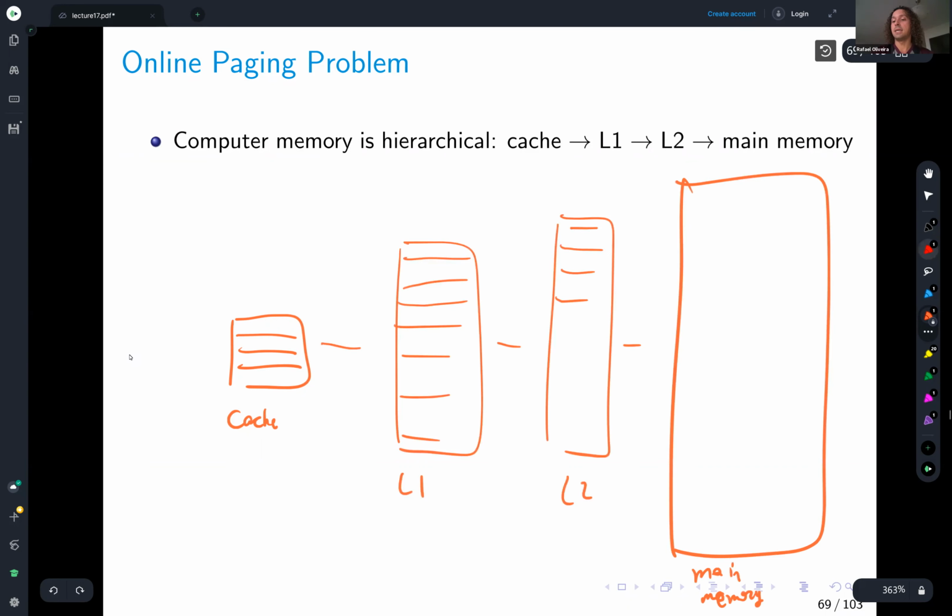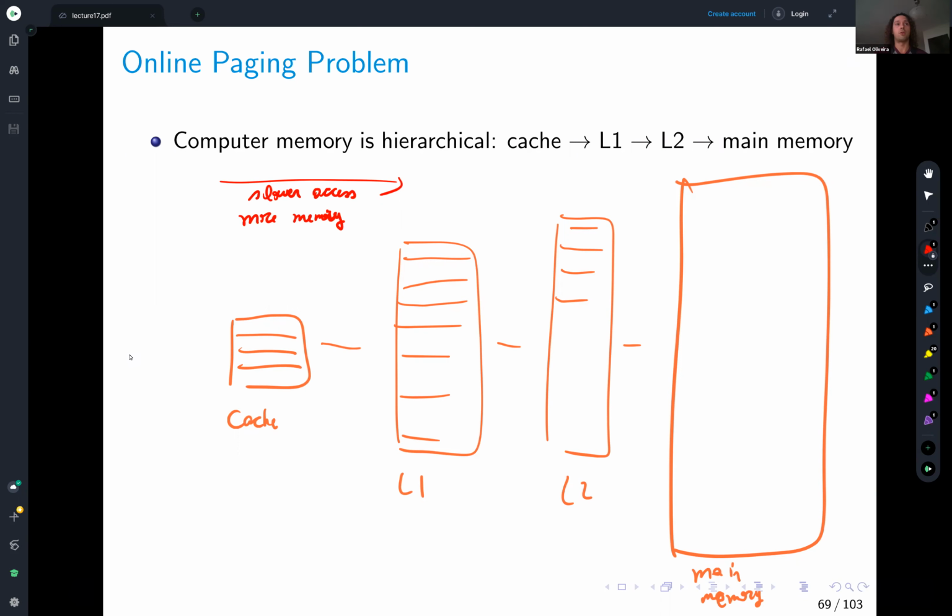And the idea is as you go from left to right, you have slower access. It's really slow to access things from the bigger memory, but you have more memory. So this is how the memory works in our computer. We have lots of layers these days, and things are very optimized, but this is how it works.